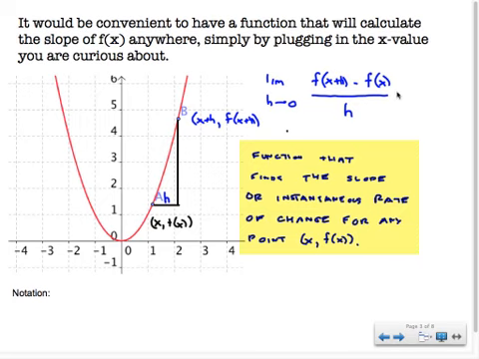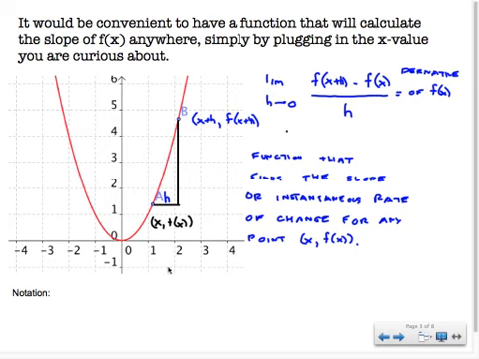This function has a special name. It's called a derivative, because it is derived from the original function that we started with. So we call this the derivative of f of x.